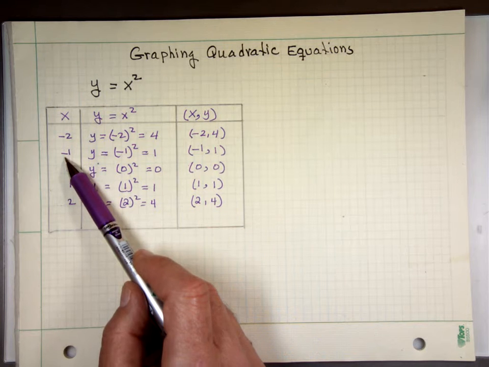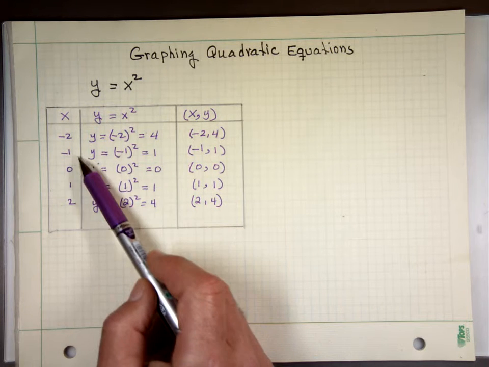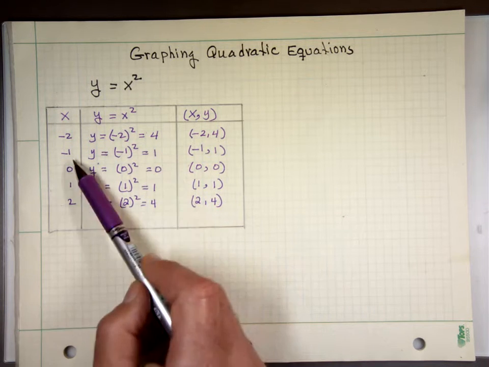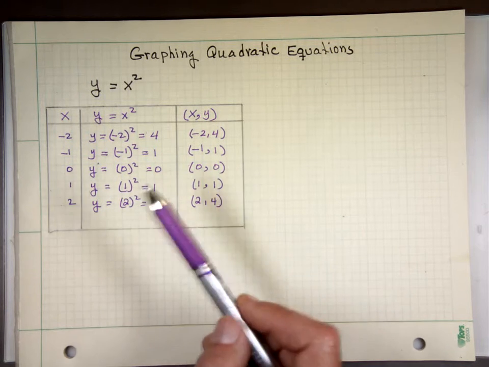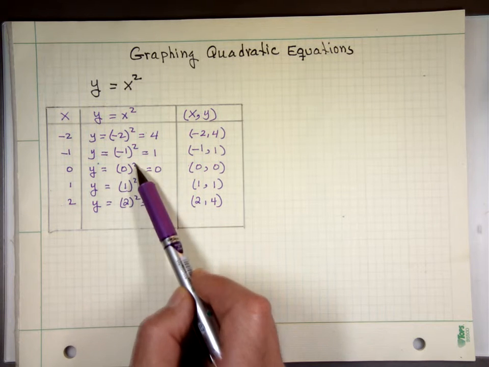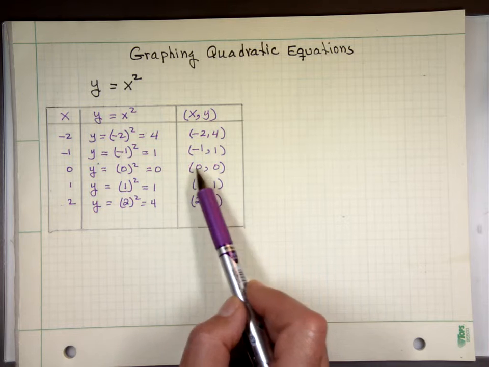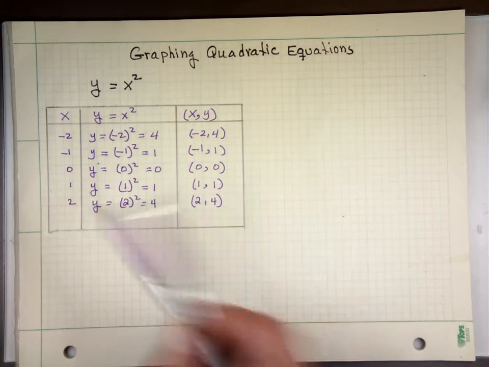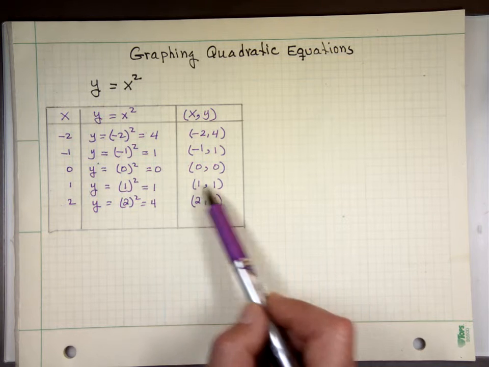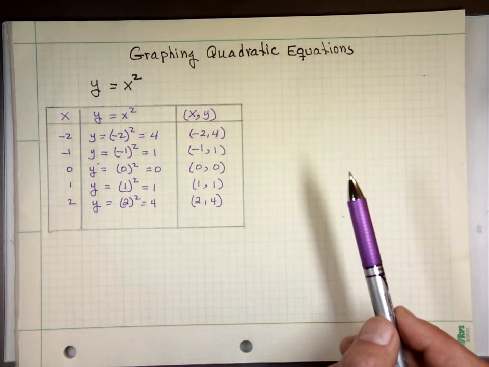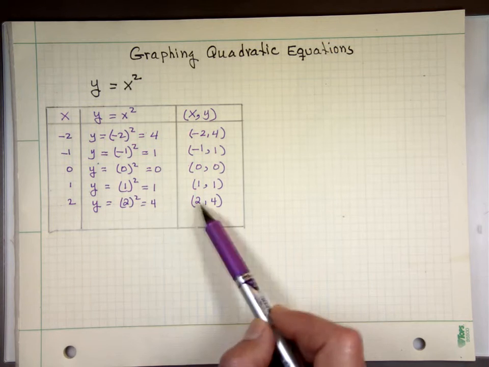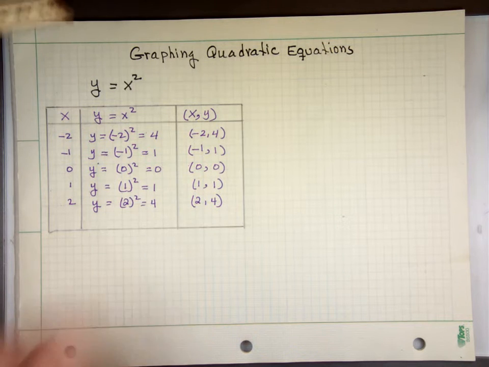When x is -1, plug into that equation. Y equals, what's -1 squared? That's a 1. So we got a -1 and 1. When x is 0, y equals 0 squared, which is 0. I got 0 and 0. When x is 1, y equals 1 squared, which is 1. That's 1 and 1. When x is 2, y equals 2 squared, which is 4. 2 comma 4. So that's how we came up with these points.